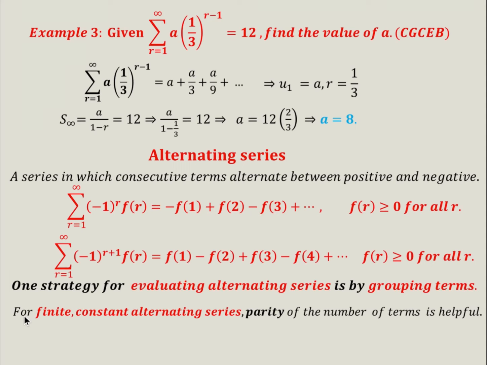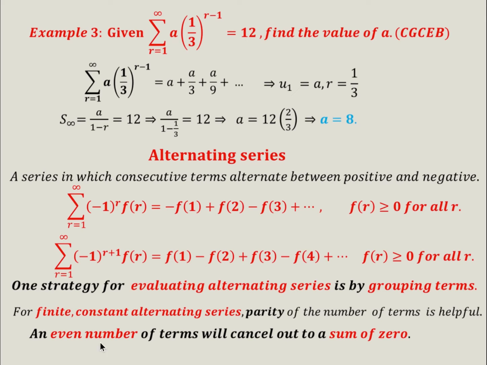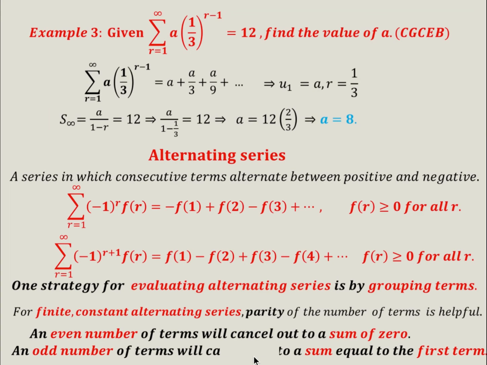Another important fact is that for a finite constant alternating series, the parity of the number of terms is helpful in evaluating the series. Generally, if you have an even number of terms, the terms will cancel out to give a sum of 0. And when you have an odd number of terms, the terms would cancel out to give a sum equal to the first term.